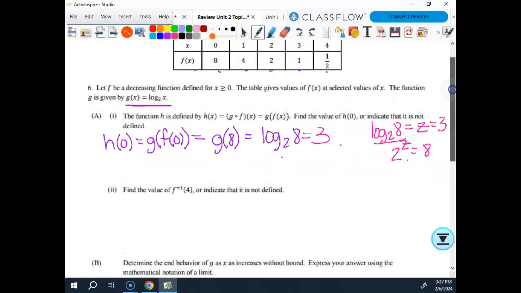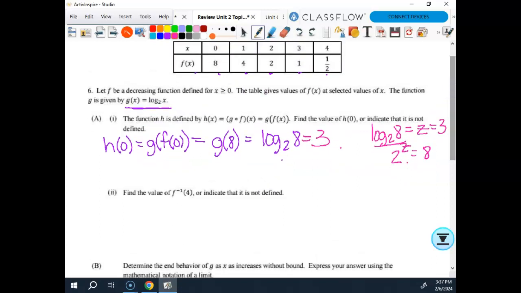All right. I want to find the value of f inverse of 4, or indicate that it's not defined. So here are my f values. Instead of taking this 4, I look at this 4, and the f inverse of 4 is 1.